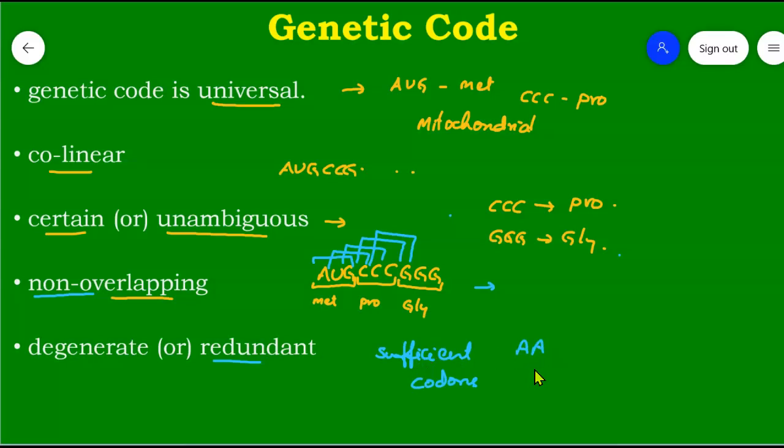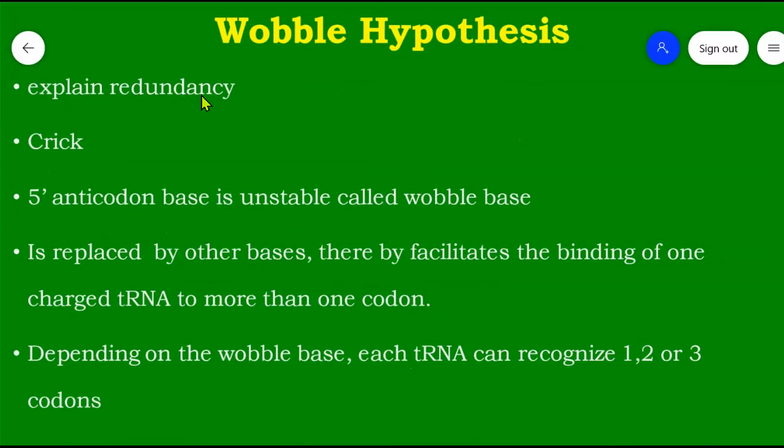Except for methionine and tryptophan, all the other amino acids contain more than one codon. We have seen that leucine contains 6 codons, arginine contains 6 codons, isoleucine contains 3 codons. That means the genetic code is redundant, or it is known as degenerate genetic code. To explain the property of degeneracy, a hypothesis known as the Wobble Hypothesis was proposed by Francis Crick to explain the redundancy of the genetic code.